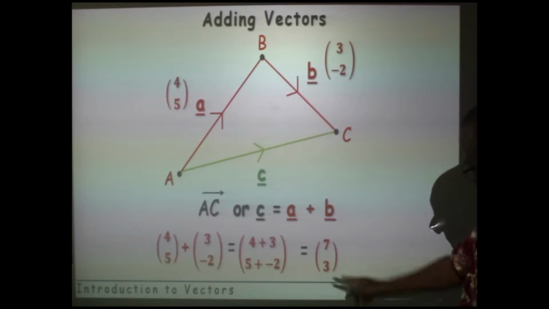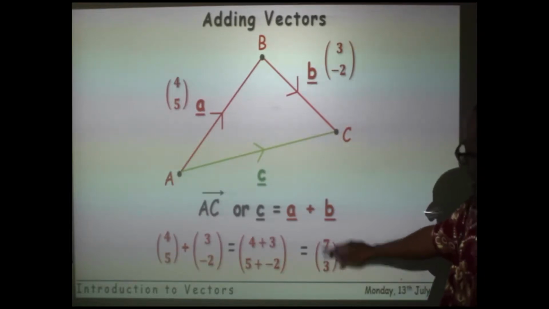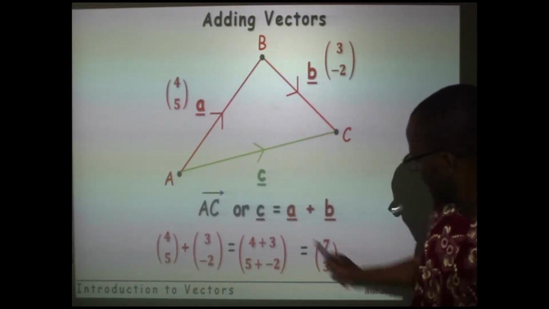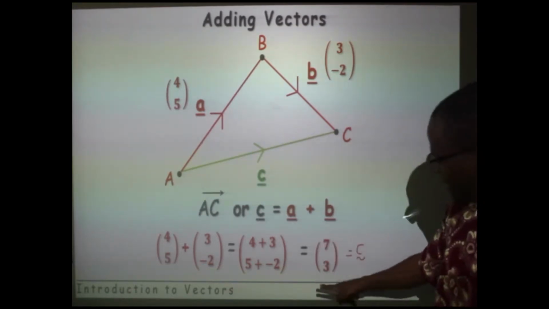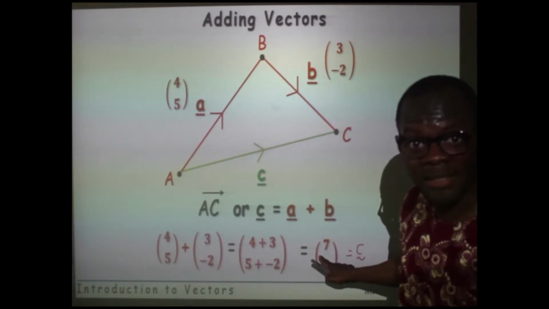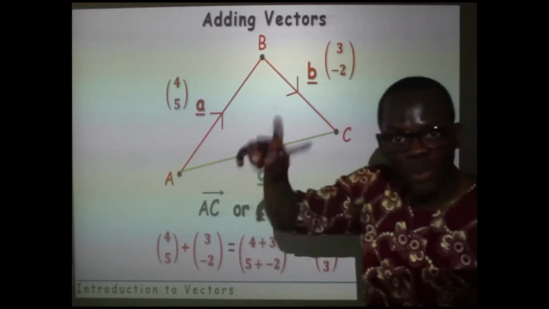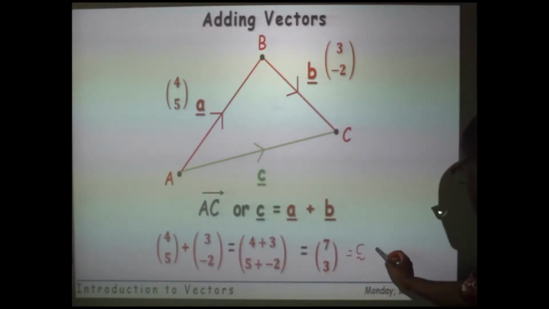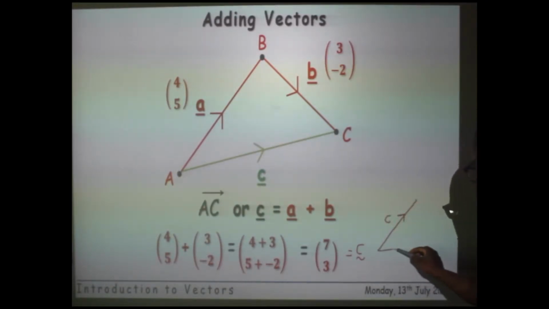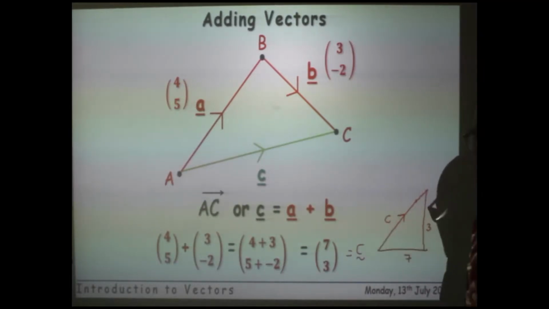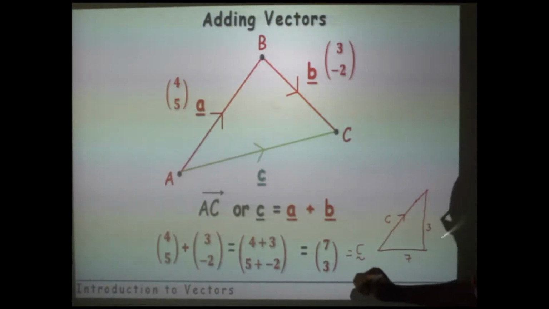Okay? Well, I hope you all can see that. So the vector C has got the components 7 and 3, meaning 7 in the x-axis and then 3 in the y-axis. So this is C, 7 units in the x-axis and 3 units in the y-axis. Okay, that's just a sketch. You don't have to take that too seriously.